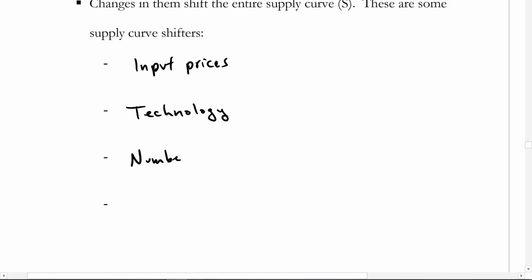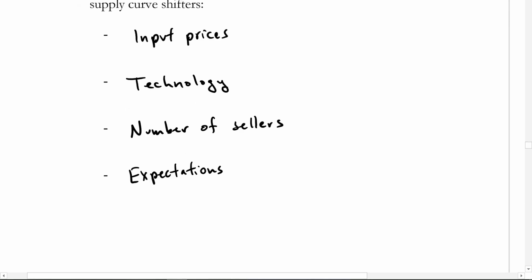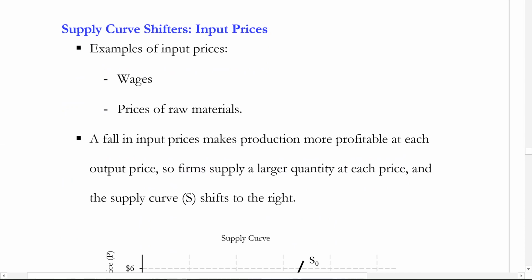Number of sellers is our third. And finally, again, we have expectations. So let's go through these. Starting with input prices. Examples of input prices, like I said, raw materials, but also things like wages, things like the rent in the building if the company doesn't own it, or the mortgage to pay the bank if the company does own the building, but not outright. And so anything, again, cost of doing business.